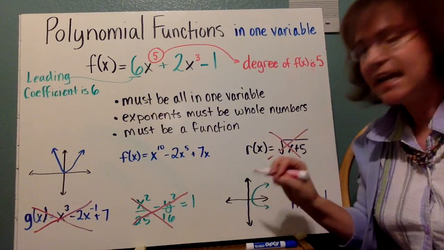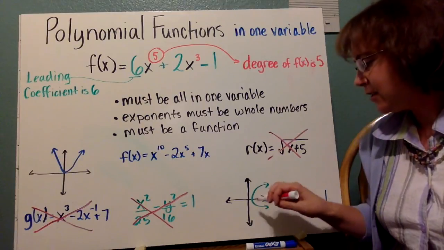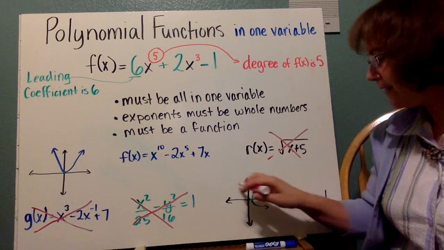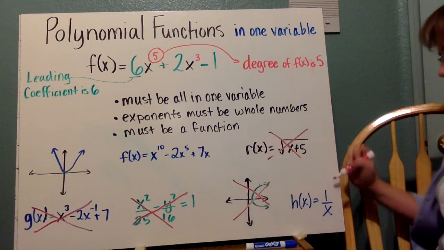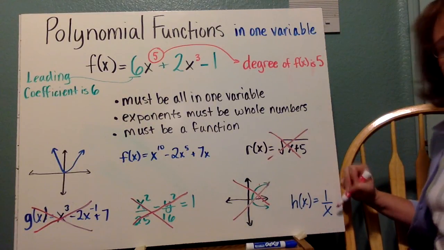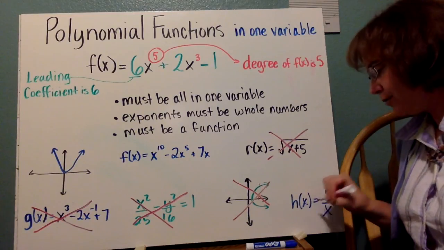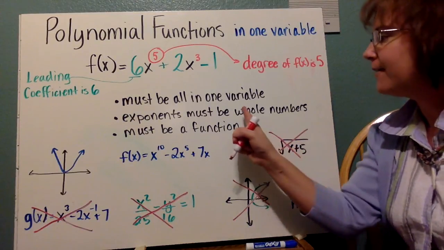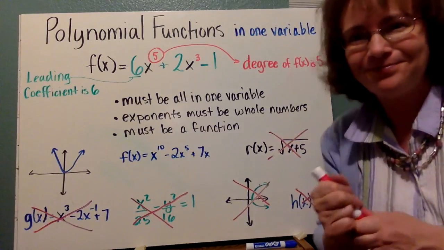Here we have kind of a sideways parabola, something of the form x equals y squared. So that's also not a function because for an x value, I can actually find two y values, not a polynomial function. Over here, I have h(x) equals 1 over x. This x is actually to the negative 1 power. I could rewrite this as h(x) equals x to the negative 1. Since we have a negative exponent, this is not a polynomial function.